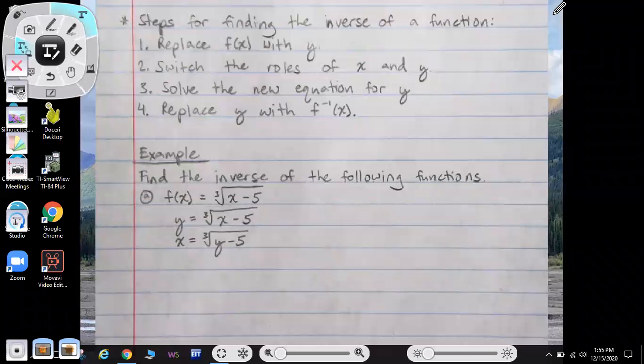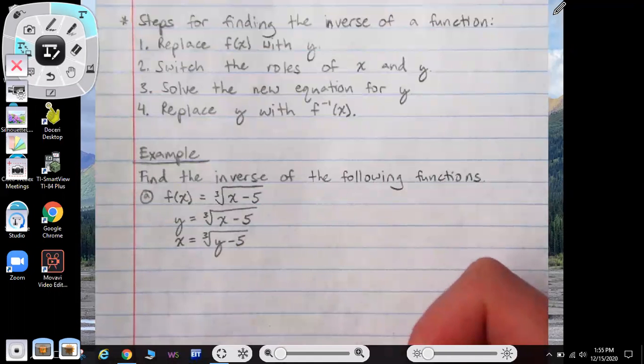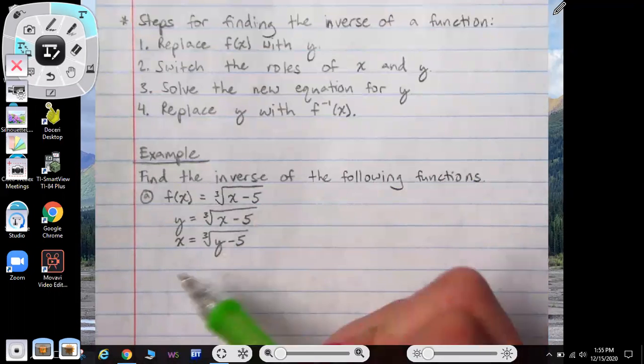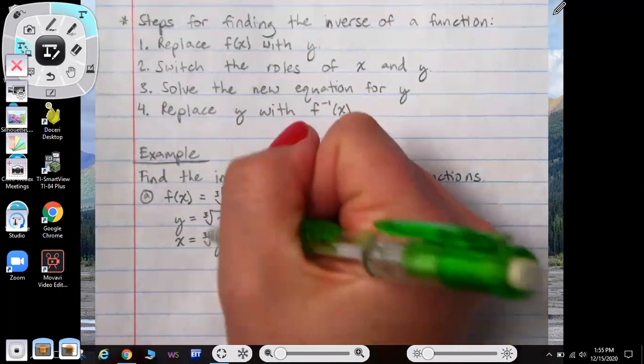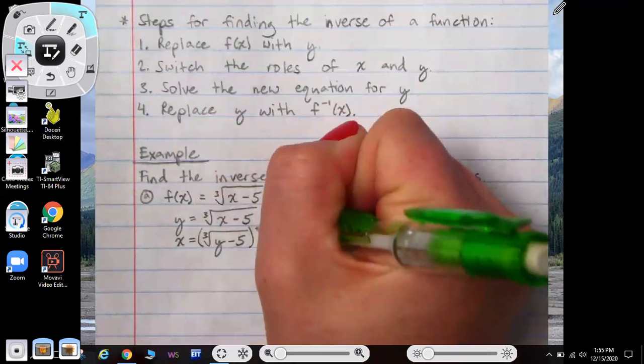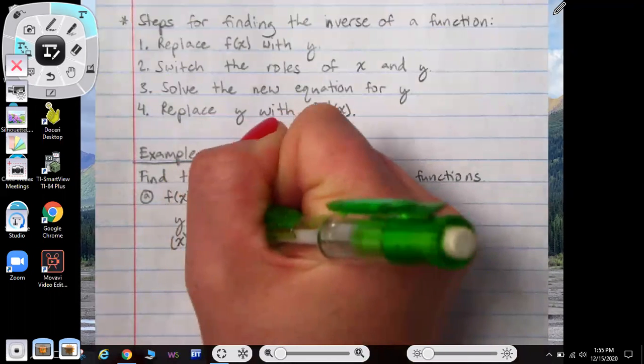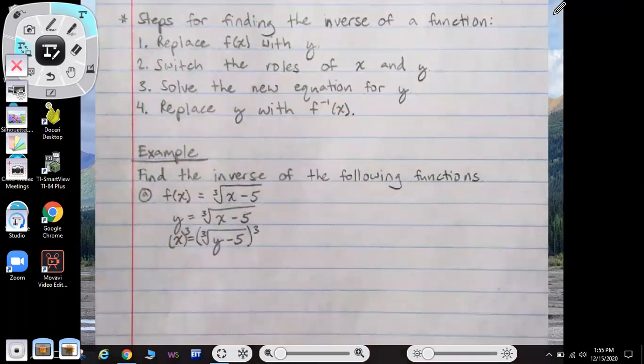Step 3 is to solve the new equation for y. So we need to get y by itself now. Right now our y is underneath this cube root. To get rid of a cube root, we cube both sides. So we're raising both sides to the power of 3. Just like to get rid of a square root, you would square both sides.